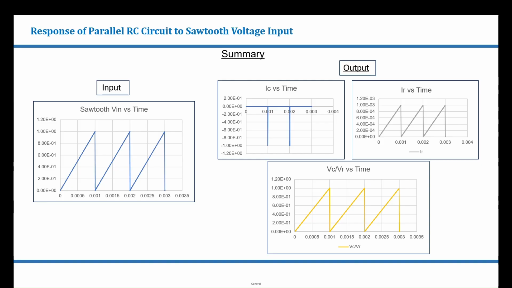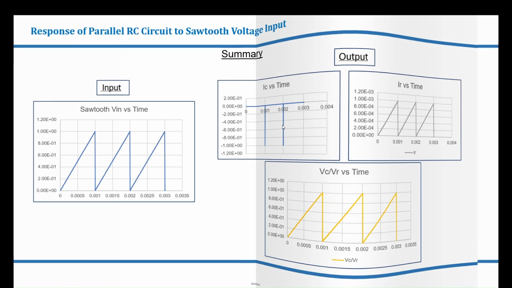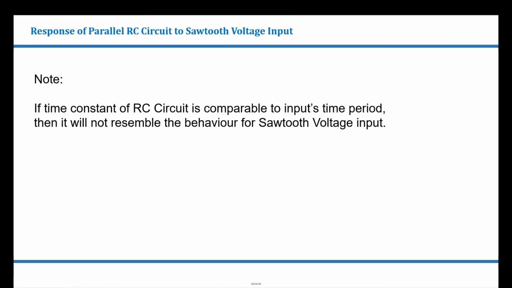Here is the summary. We can see how the input voltage has transformed the current flowing through the capacitor. If the time constant of the RC circuit is comparable to input's time period, then it will not resemble the behavior for sawtooth voltage input.